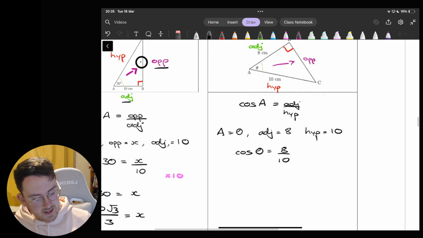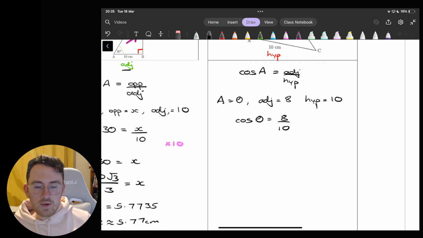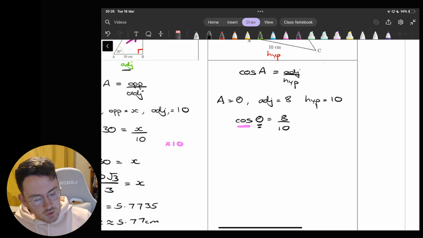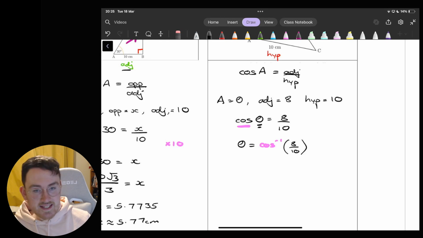8 over 10. Okay, so we're coming to an interesting one here where we have to use a slightly different version of some of these rules. We want to isolate theta, which is the angle here, and at the minute what I would need to remove to do that would be the cos. So as we've done in the previous question, we use the opposite operation, or the inverse operation. We're going to use what we call the inverse cosine function, or cos inverse, which is cos minus 1 of 8 over 10.